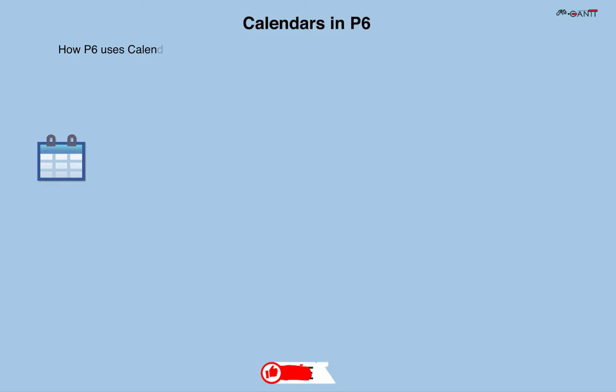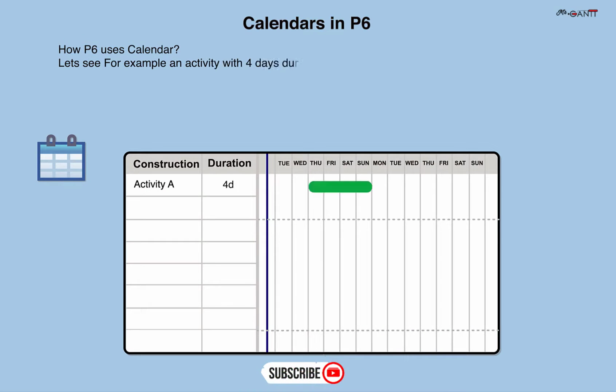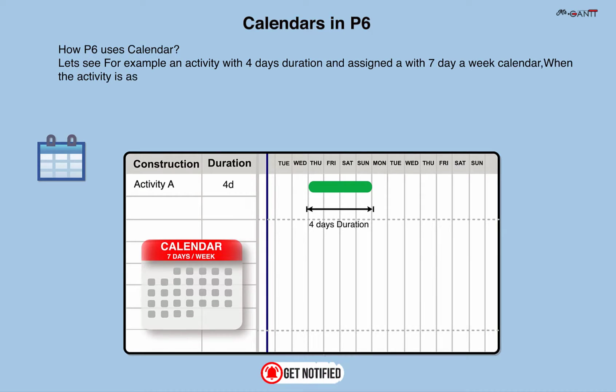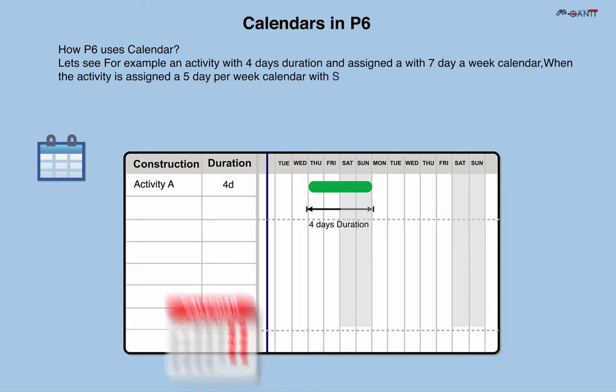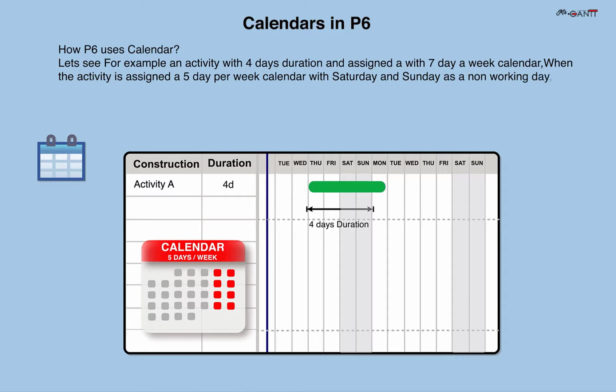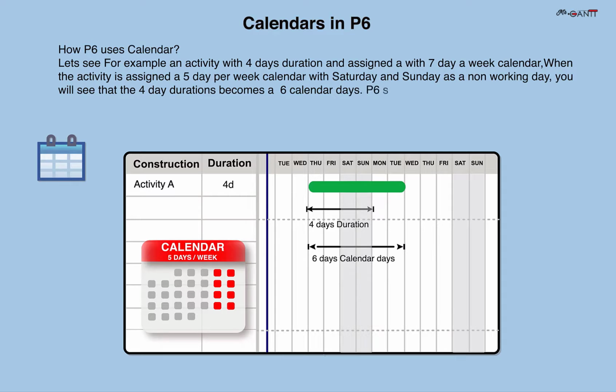How P6 uses calendar. Let's see, for example, an activity with 4 days duration and assigned a 7-day-a-week calendar. When the activity is assigned a 5-day-per-week calendar with Saturday and Sunday as a non-working day, you will see that the 4-day duration becomes 6 calendar days. P6 skips the non-work periods to calculate the start and finish dates.